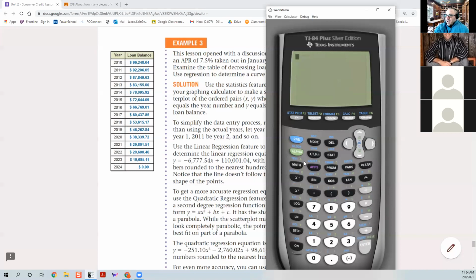Oops, I cleared it. Why did I do that? I'm going to try it again. There I am. I'm going into the menu. I'm making it on, I'm making it scatter plot. X list is list 1, Y list is list 2, and then my mark can be the box.